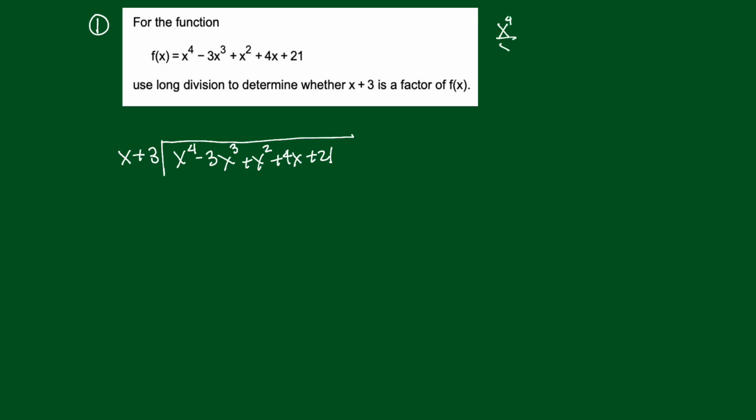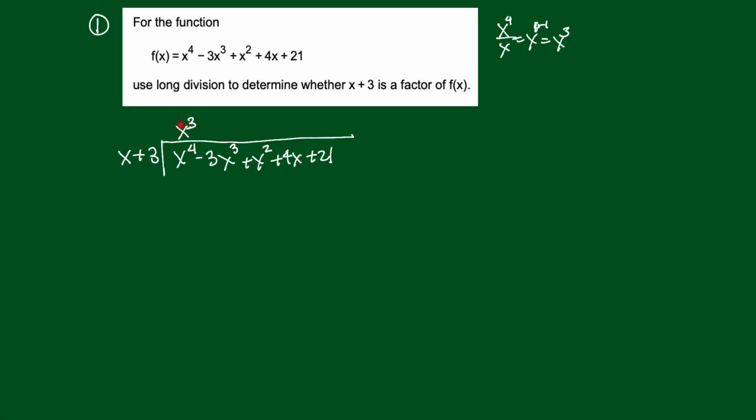X to the fourth divided by x is going to be x to the 4 minus 1, which is x cubed. All right, so x will go into x to the fourth x cubed times, so I'll write x cubed, and then multiply. How do you make divisions? You divide, multiply, subtract, and then bring down. So I've got the division, now let's multiply.